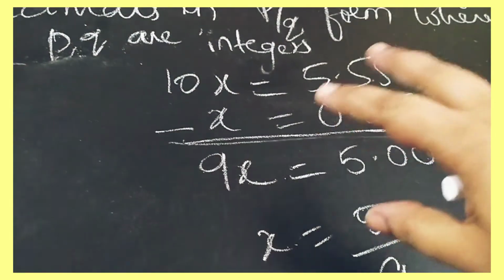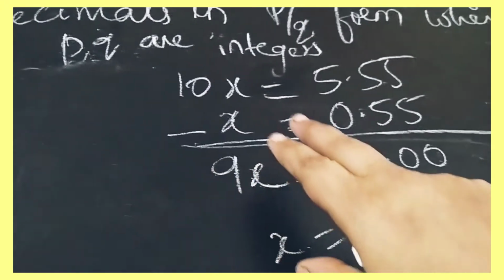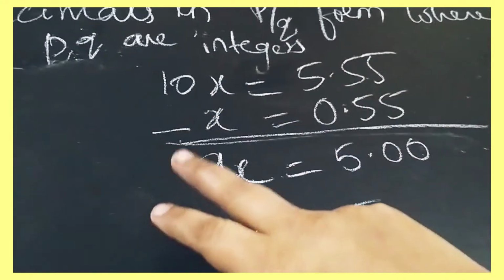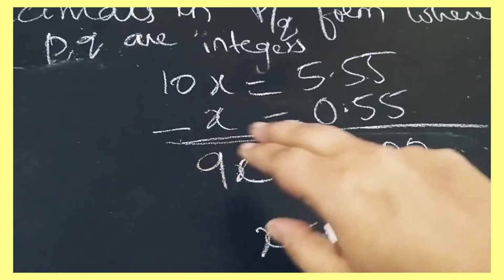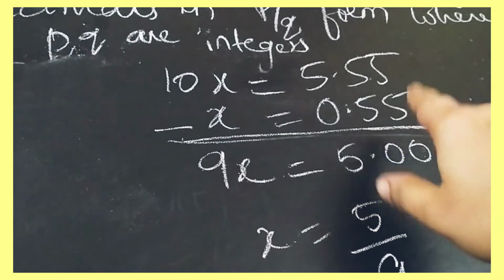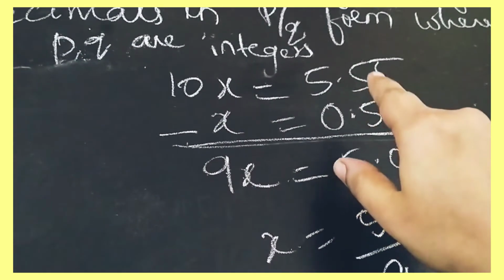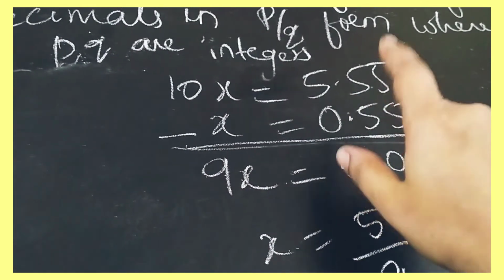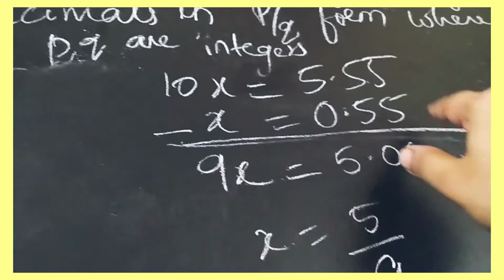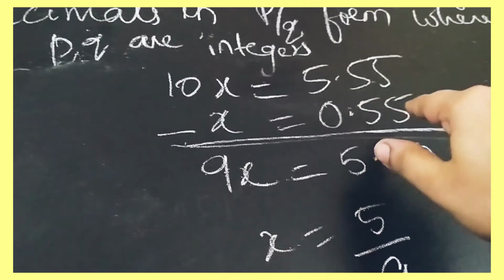This is the continuation of that sum. 10x is equals to, this is the second equation, 10x is equals to 5.55. Minus x is equals to, this is the first equation, x is equals to 0.55. So why I am taking here only 2 5's? Because in the second equation we have taken 5 5 only, so we are taking here 5 5. So no need to take one more 5 here. It is enough to take 2.